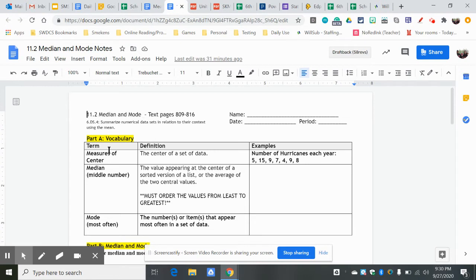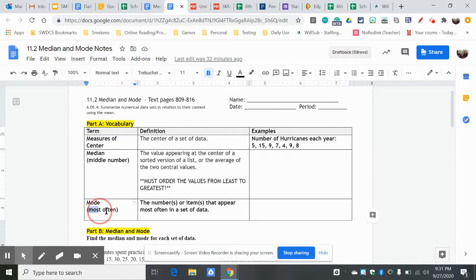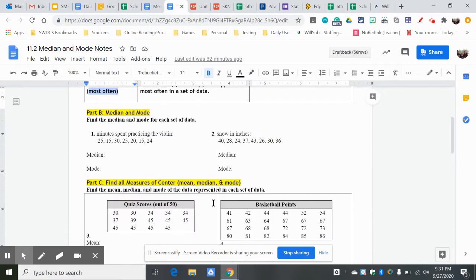Okay? So when it comes to median and mode, these are our measures of center, like finding the middle of a data set. The median is the middle number. It's the value at the center of a sorted version of a list, or the average of two central values. You have to order the values from least to greatest, which we are going to practice. Mode is your most often. It's the number or numbers that appear most often in a data set.